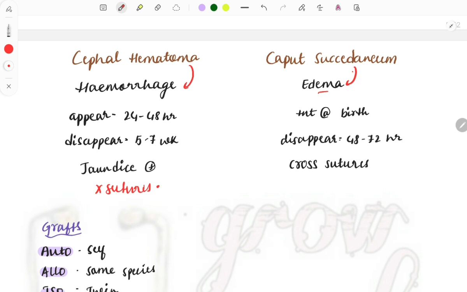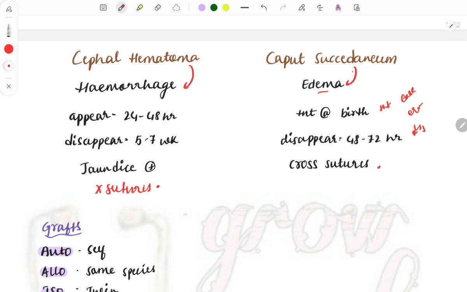This one is important. And this caput succedaneum is present at birth, disappears by 48 to 72 hours, and crosses sutures. Okay, so it appears early, and it also disappears early. Early appearing and early disappearing, that one is the caput succedaneum.